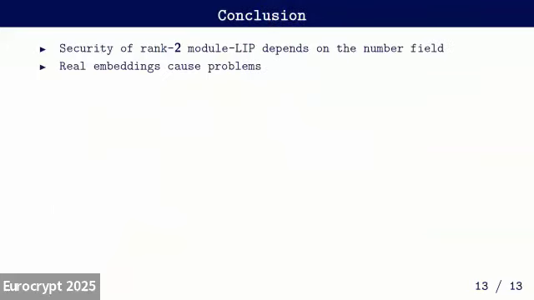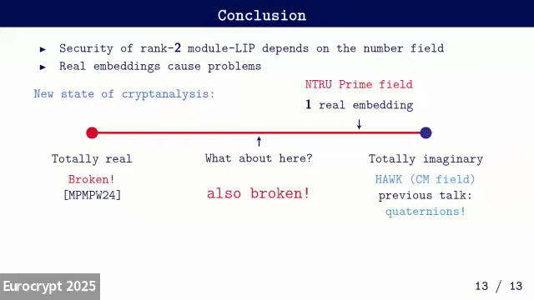Okay, to conclude, the security of this rank 2 module LIP problem really depends on the number field, and any real embedding will cause problems. And yeah, all these intermediate cases where you have at least one real embedding are broken. Thank you for listening.